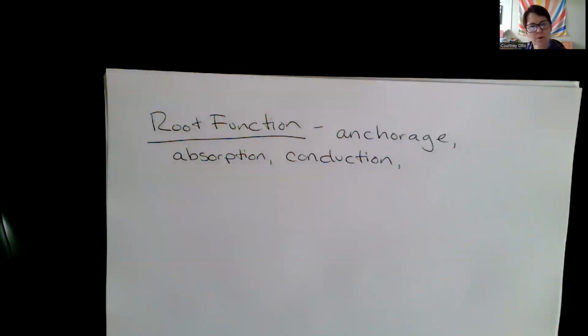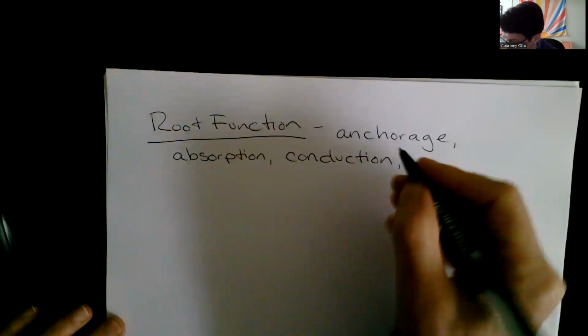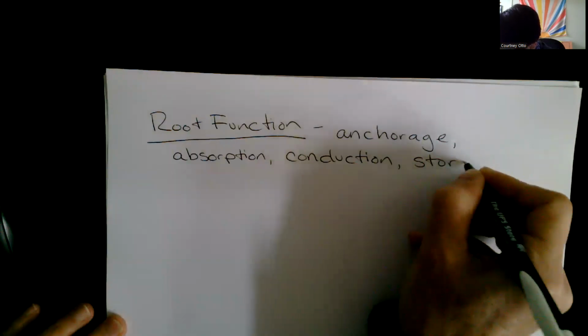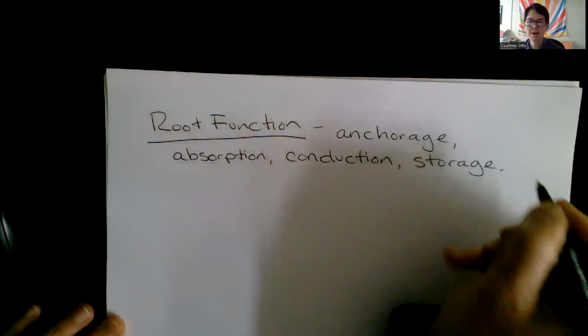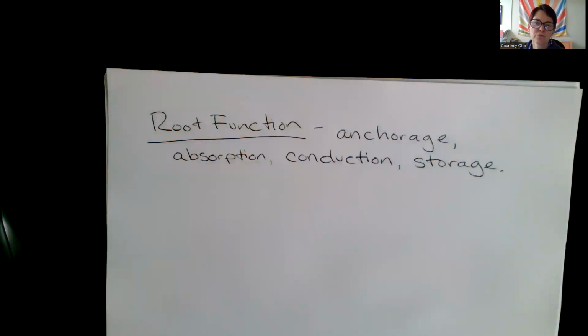Finally, the last important function of a root is that roots are really important sites of storage. And I bet you know this as well. You've eaten big fat roots like carrots and beets before. You've seen how large and swollen they can be because they're storing up resources.